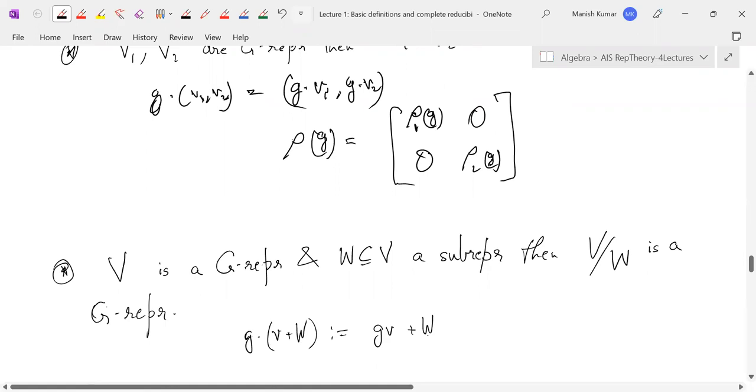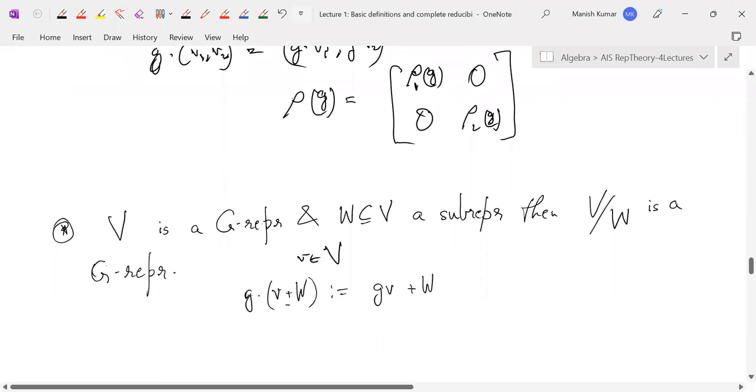Of course, one has to check that this is well defined, because I'm looking at this coset v plus W, where little v is in capital V. So I'm using this representative of the coset v plus W. I have to check that this is independent of the choice. And that is where you will use the fact that W is a sub-representation. So say v plus W is the same as v prime plus W. Then this implies that v minus v prime is in W. So that tells you that gv minus, so g is linear, remember?